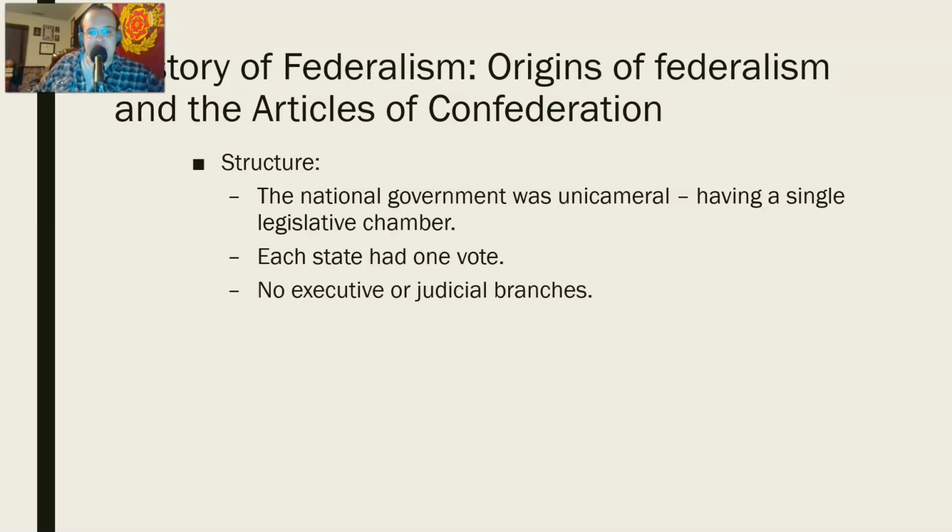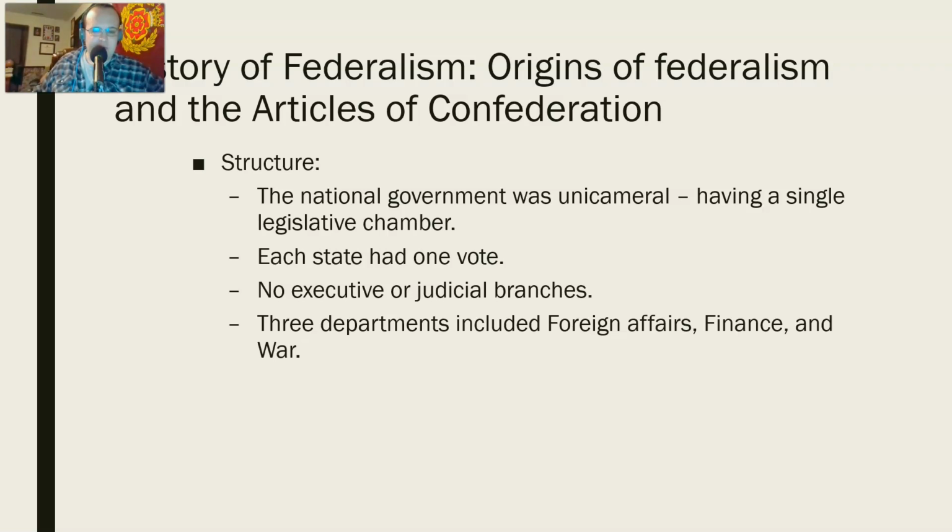We didn't have an executive or judicial branch like we know today. We still kind of had it. The president of the Congress was the highest civilian post that could be held during that time. That was kind of like the executive, very roughly speaking.